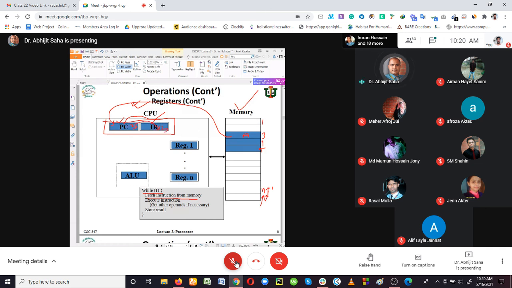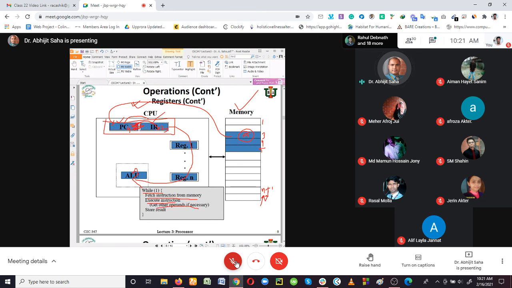Now what happens to the PC? It increases, 3 plus 1, meaning memory address 4. So the location of memory address 4 is now kept here. Then from the IR it goes to the ALU. The instruction it has from location number 3 goes for execution. So currently operation A is executing. When it is done, execute the instruction, get other operands if necessary.